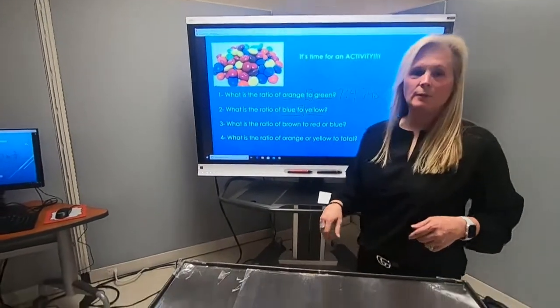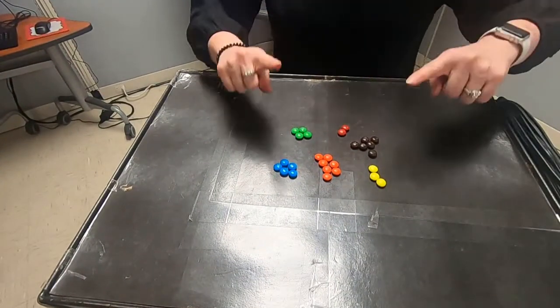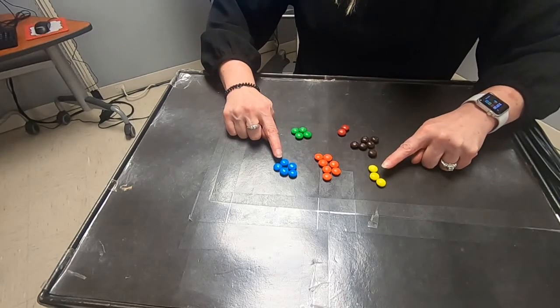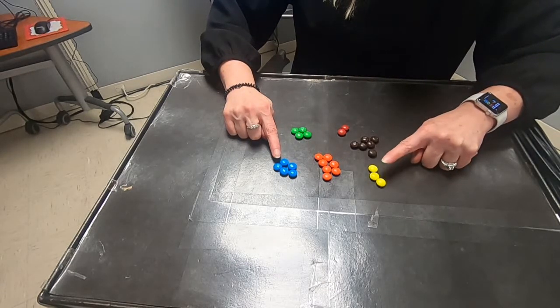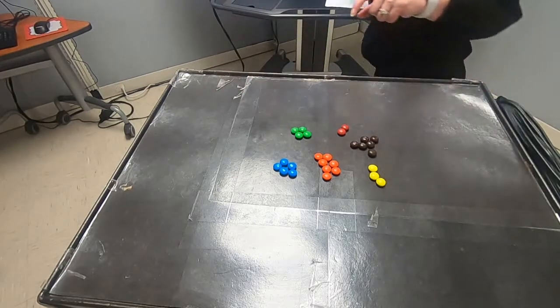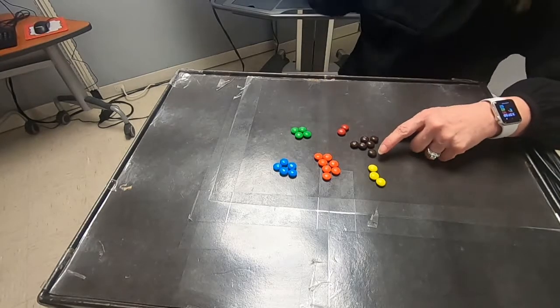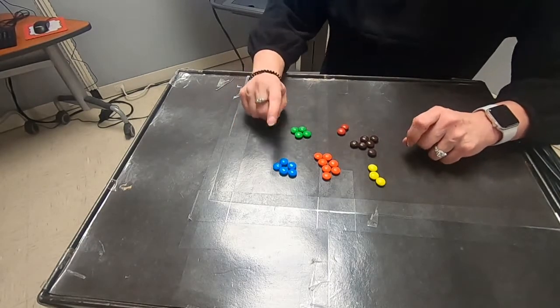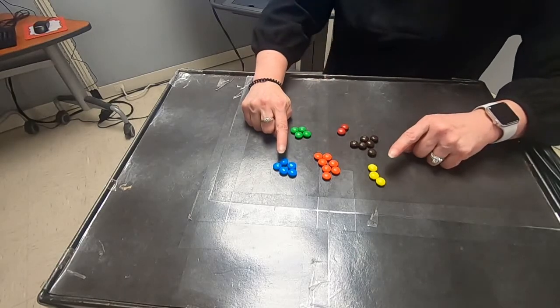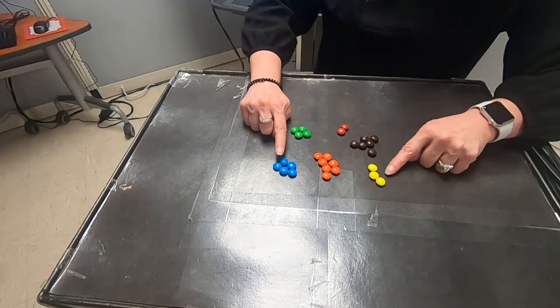So let's go down and let's see how many blues to yellows. So we're focused on blues to yellows. So go ahead and count how many blues you have and how many yellows you have. All right, let's take a look. So we have blue to yellow. So if I'm counting right, which hopefully I am, blue to yellow, we have 5 to 3. So we have 5 blues and 3 yellows.